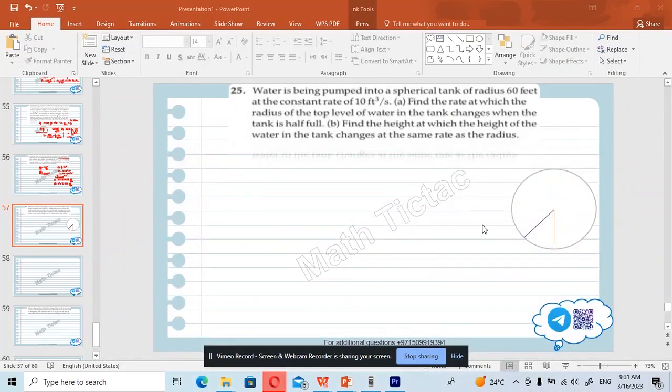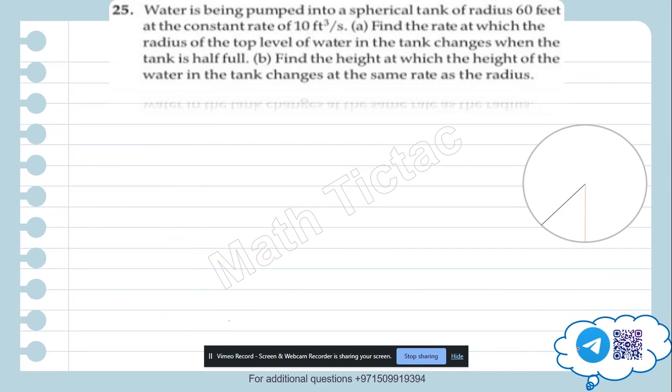Okay, hello again. Welcome to question 25. The question says water is being pumped into a spherical tank. So the shape that we have here is a spherical tank of radius, so this is the radius of the tank. R of the tank is equal to 60 feet.